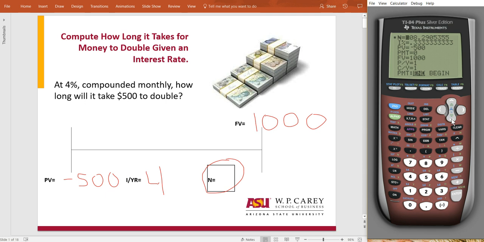Well, what if the question were to say, well, how many years is this going to take? Well, we would have to divide that number by 12. So let's move our cursor all the way over, go to the divide, and then divide by 12, and then go over here to enter. And let's go ahead and click that. It would take us 17 years for this particular amount of money to double.